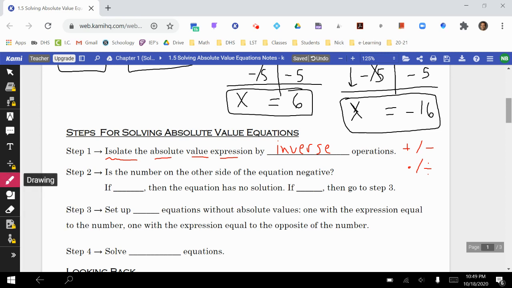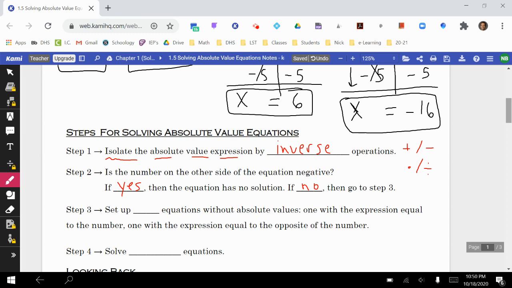All right. Now step 2 says, is the number on the other side of the equation negative? So you have to ask yourself, once we isolate that absolute value expression, is the number on the other side of my equation negative? If the answer is yes, then your equation has no solution. We're going to look at that more tomorrow. But most of the time, the answer to that question is going to be no. So if the answer is no, then we're going to go ahead to the next step, number 3 here.